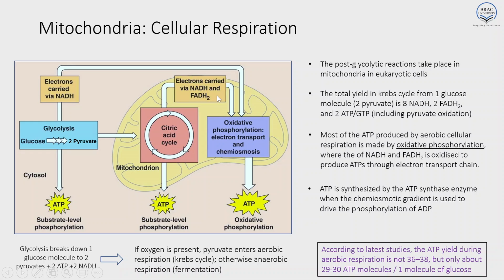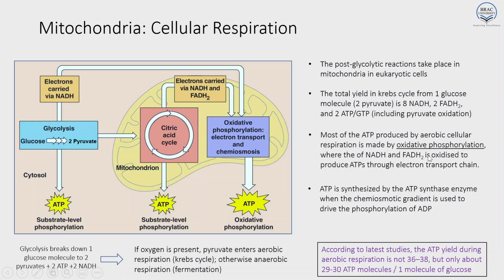So in the process of this electron transport chain, the NADH and FADH2 carry out this process, and ATP is also produced when the NADH and FADH2 get oxidized. So that is, in a nutshell, oxidative phosphorylation, and most of the ATPs are produced in this stage.